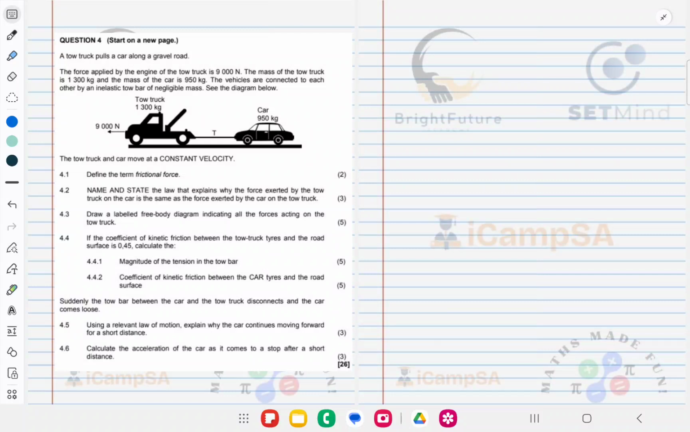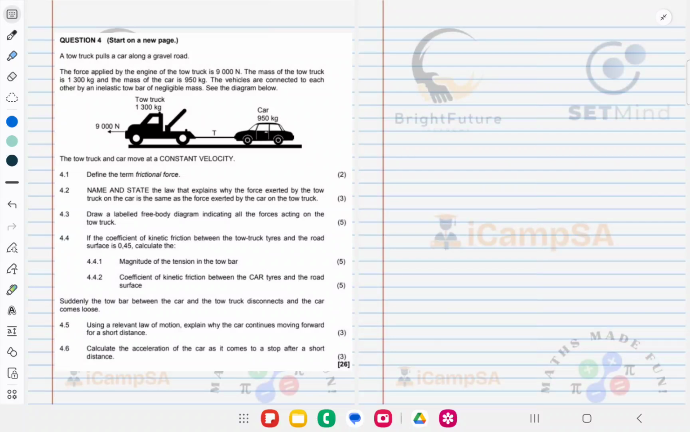So in this case we have a tow truck, and this tow truck is pulling that car. All right, and then we are given the force applied by the engine of the tow truck, which is 9,000 newtons, and then the mass of the tow truck is also given as 1,300 kilograms, and then the car 950 kilograms. So these two vehicles are then connected to each other by an inelastic tow bar of negligible mass.